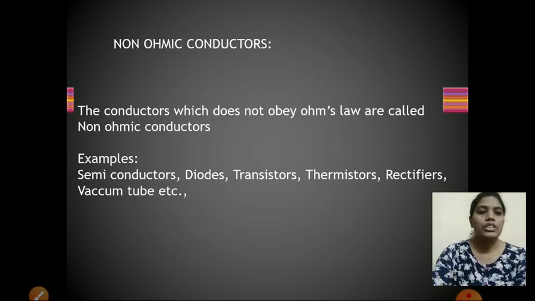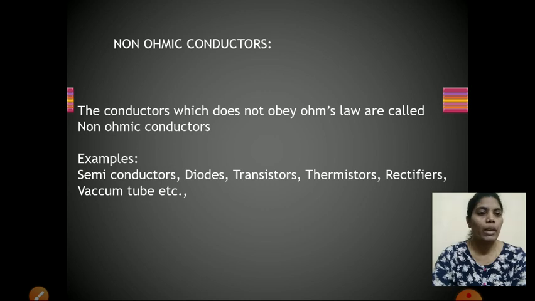Now non-ohmic conductors. The conductors which do not obey Ohm's law are called non-ohmic conductors. Now here are some examples: semiconductors, diodes, transistors, thermistors, rectifiers, vacuum tubes are non-ohmic conductors. What is the definition? The conductors which do not obey Ohm's law.